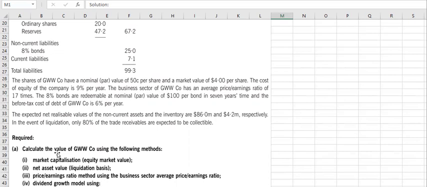So when you're supposed to calculate the value of a company, it means it's a business valuation question. And which methods are we supposed to be using for valuation? Number one, market capitalization through equity market value. Then net asset value, liquidation basis, price earning ratio method using the business sector average price earning ratio, and then using the dividend growth model. So we have to calculate the value of the company using these four methods.